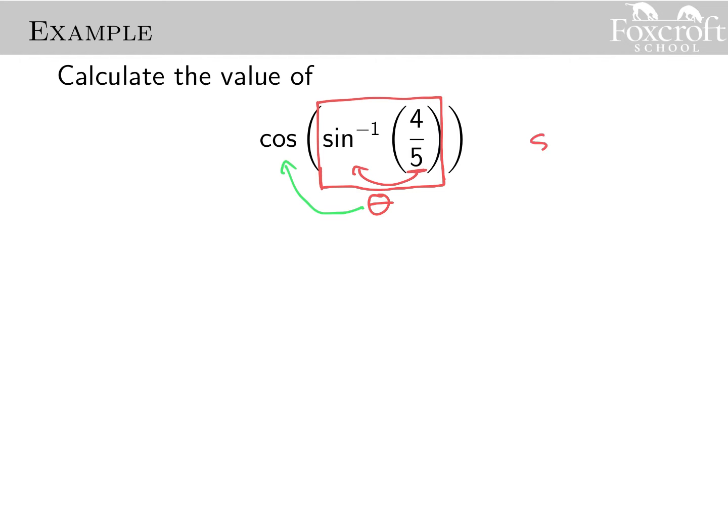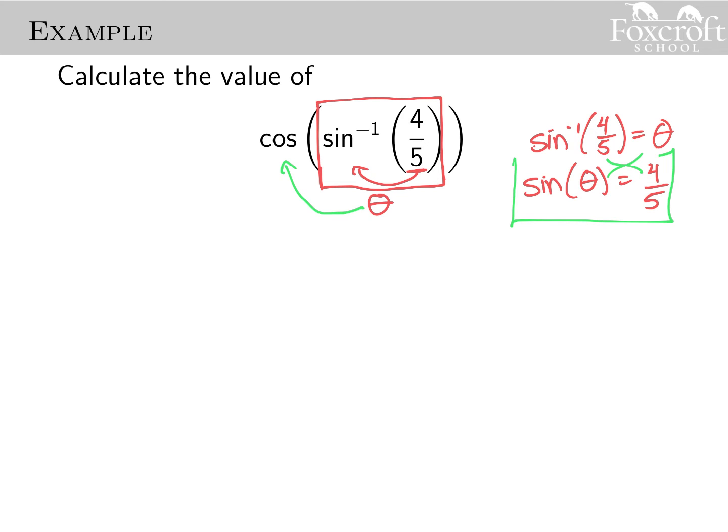If sine inverse of 4/5 is going to equal this angle, that means that our original sine function of this angle equals 4/5. So it's rewriting this expression using our inverse property where you flip those two things. And this here is something that we've seen a lot of: sine of theta equals 4/5.